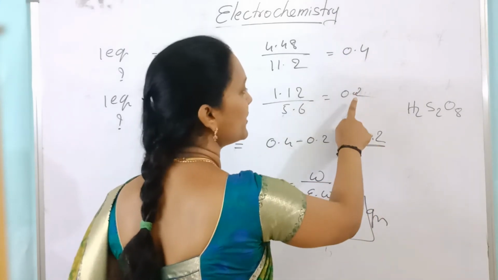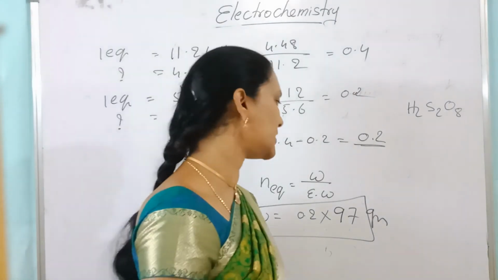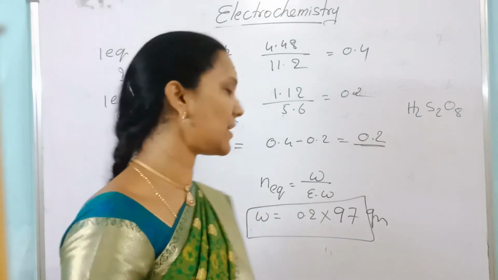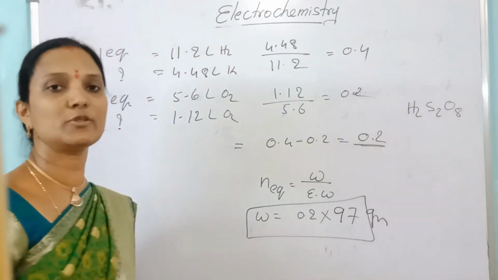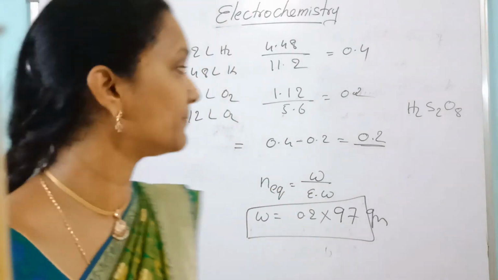This is equal to the sum of these two. So 0.4 equals 0.2 plus H2S2O8. So for H2S2O8 we are getting 0.2 number of equivalents. Then mass is formula mass by equivalent mass: mass is equal to 0.2 into 97.